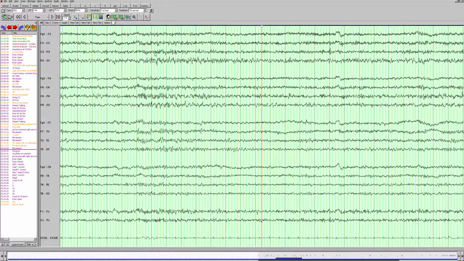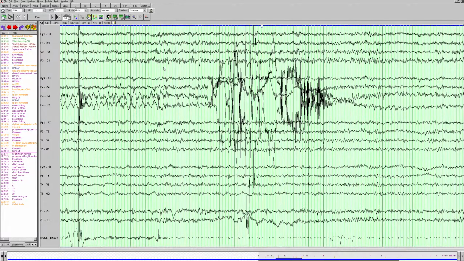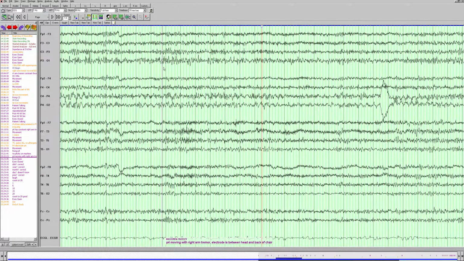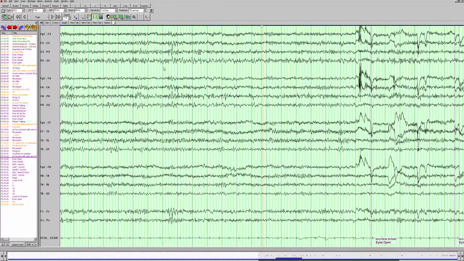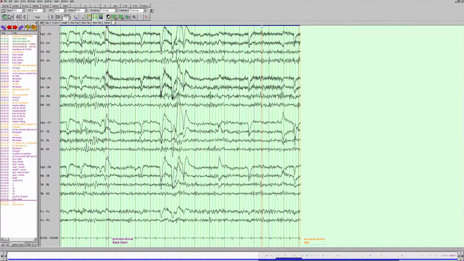Okay, so maybe a little bit of drowsiness here. We see the background looks diffusely attenuated, and then waking up, we see that abundant beta activity again, and more of that electrode artifact as we proceed forward. Okay, so it looks like the tech is asking the patient some questions, and there's the end.